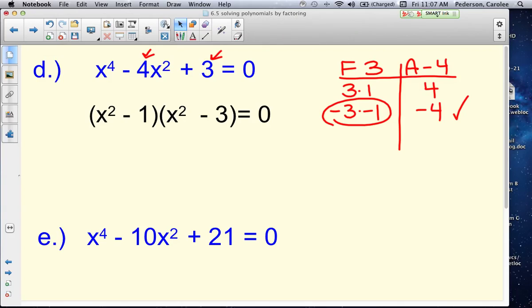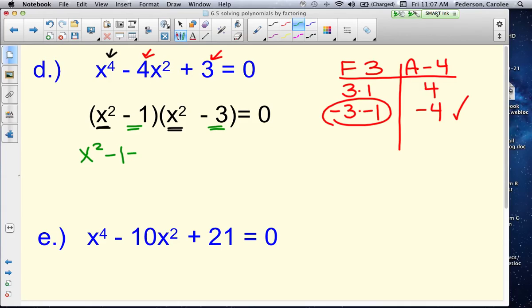But notice what's different about this problem. It's not x squared, it's x to the 4th. So you have to split the x to the 4th as x squared and x squared. And then the next two terms are negative 1 and negative 3. Now we have it factored, so we set those factors equal to 0. And then solve for x.